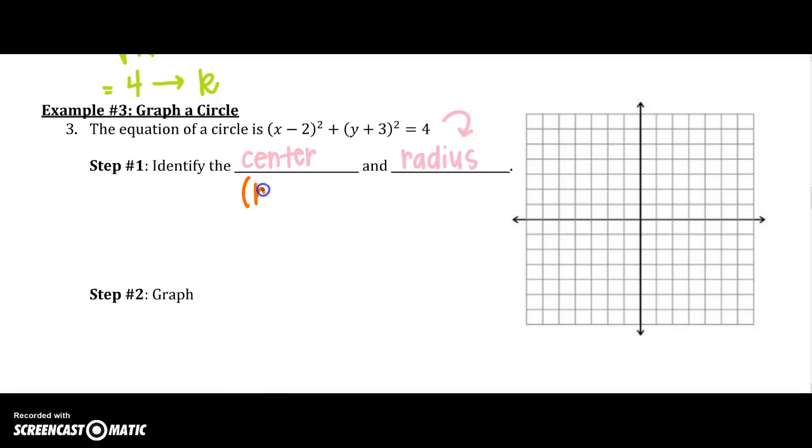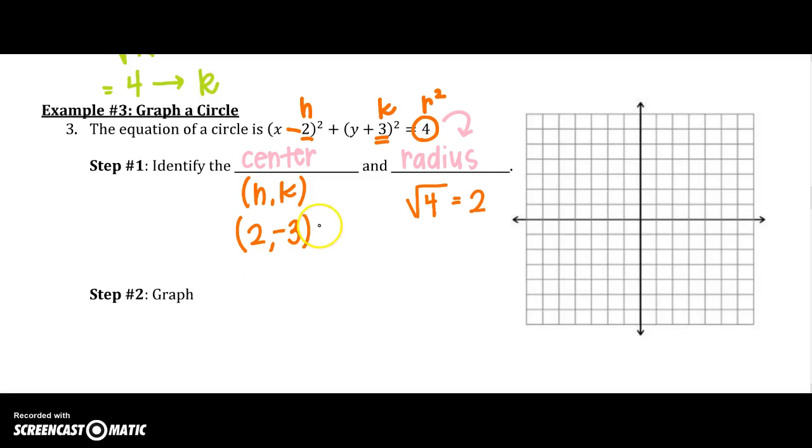So we know our center is h, k, so here is h and here is k. My h is going to be 2, because my equation starts out with negative, and my k is going to be -3. Then my radius, remember, it is r squared here, so I know that my radius is the square root of 4, so my radius is actually 2. So don't forget to square root that number.